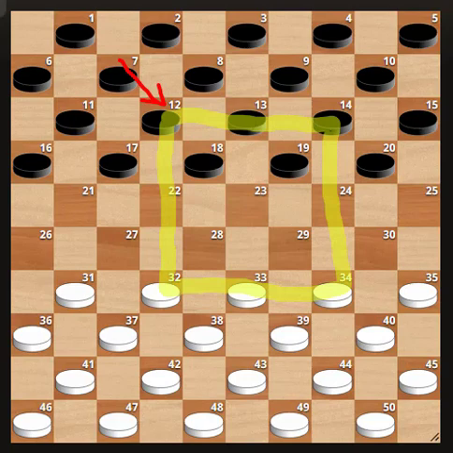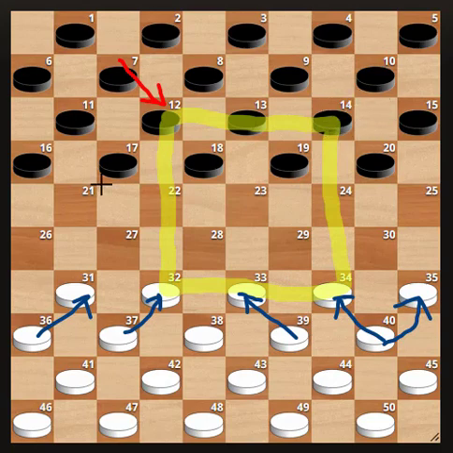We can move 37 to 32, 39 to 33, 40 to 34, or 40 to 35, and then 36 to 31, as we saw with the move from 10 to 14. All right.